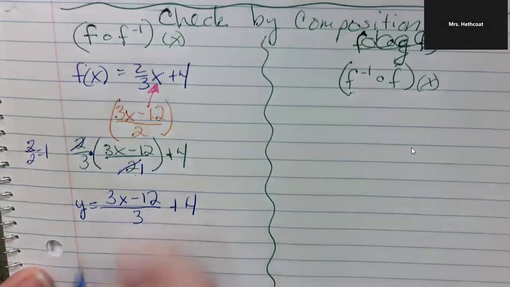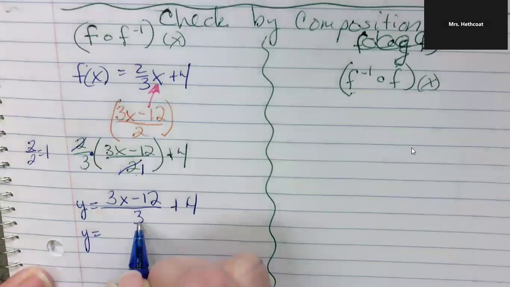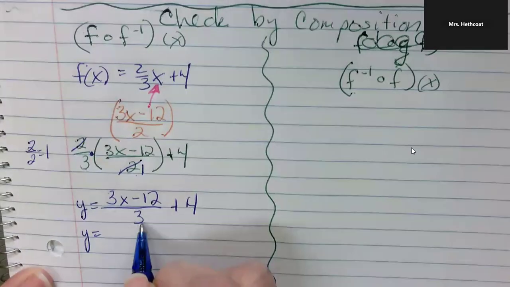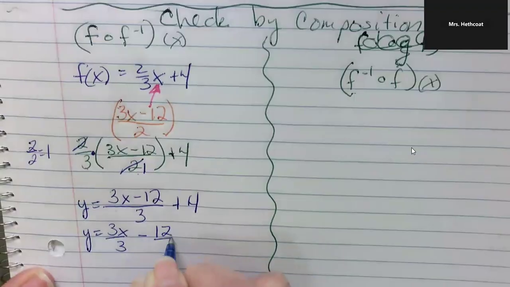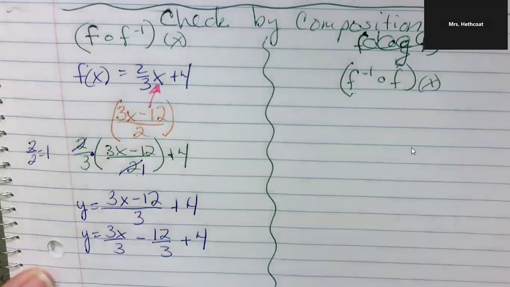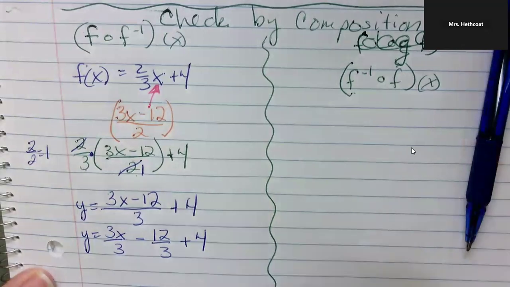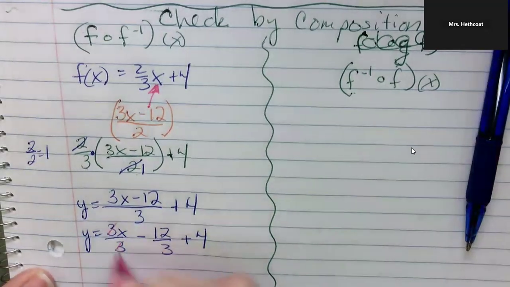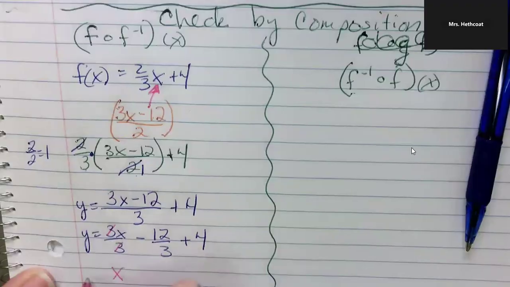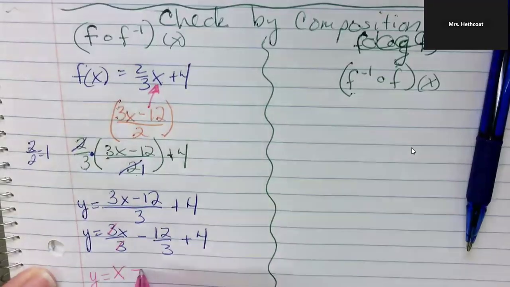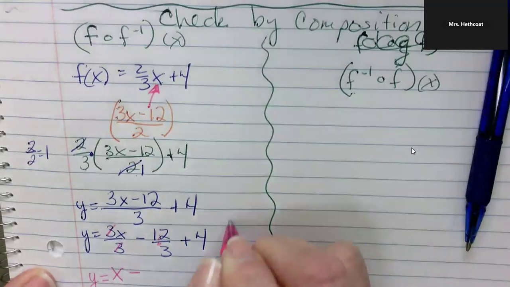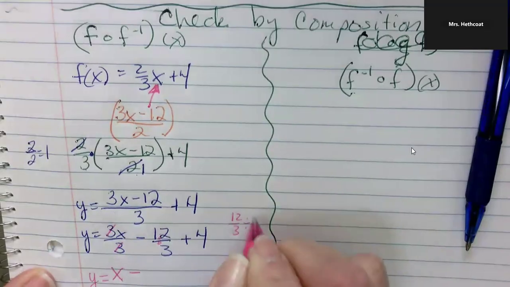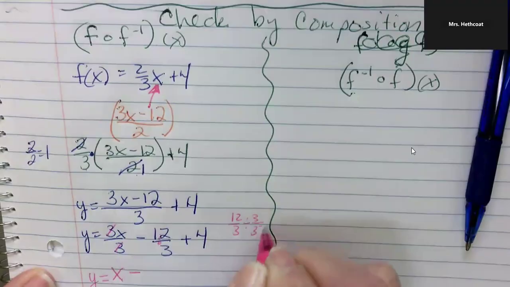But I want to show you a different way because I think I showed you that way last time. So I'm going to do y equals, and then we can just separate and make sure that this 3 in the denominator goes under each term, and we can do it separately. So we'll have 3x over 3 minus 12 over 3 plus 4. And then the beauty here is that 3 over 3 is 1, so we get x minus 12 divided by 3, right? Because this is a division sign. Or you could think of it as 12 over 3 divided by 3 over 3 equals 4 over 1.